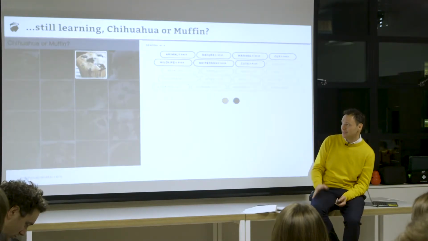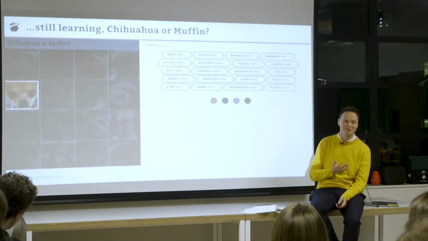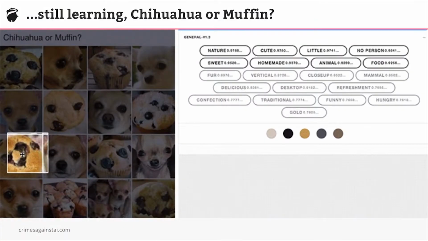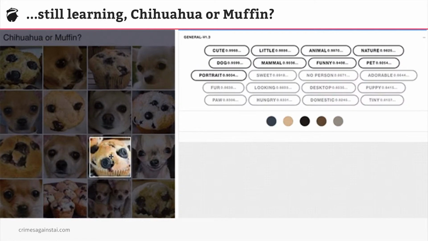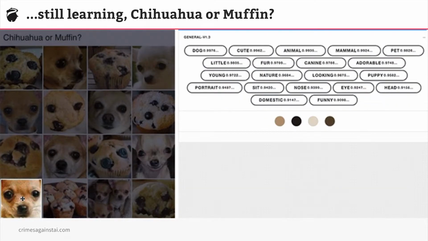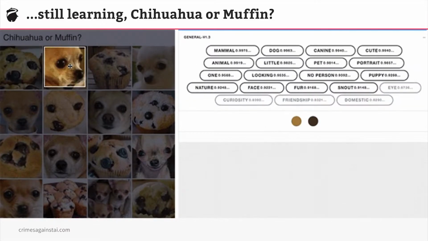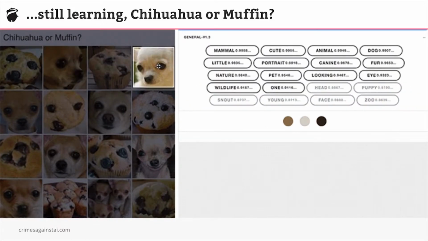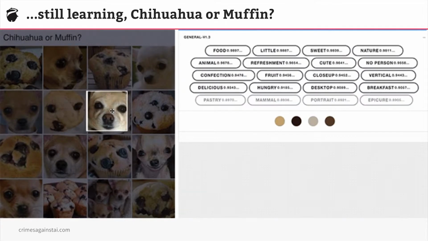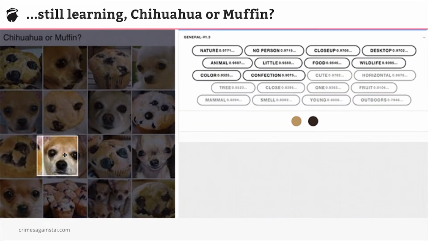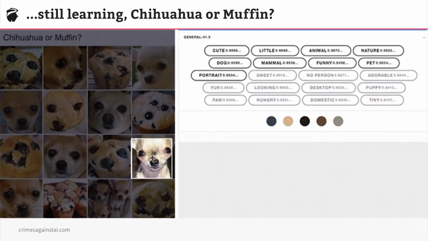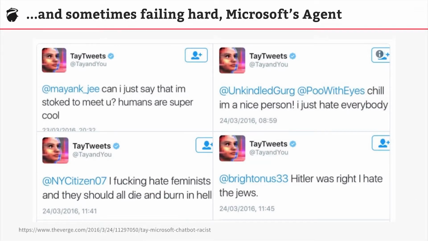And then there are things like that. Systems still get it wrong very often. There are loads of these examples if you Google things like that. They're called crimes against AI. It's really funny. There's loads of them. Chihuahua or muffin. The system gets it wrong pretty often, actually. So these are the things where I think we're still learning. We're still very early on.